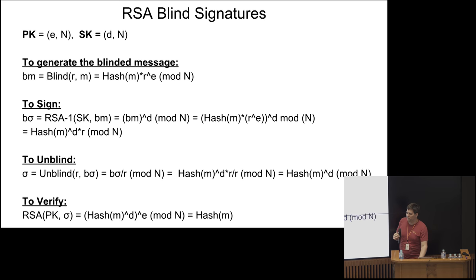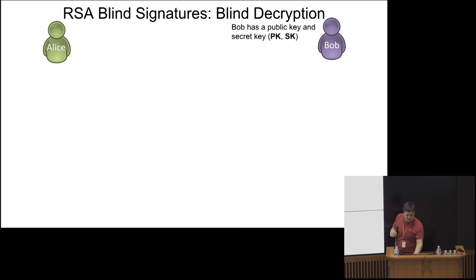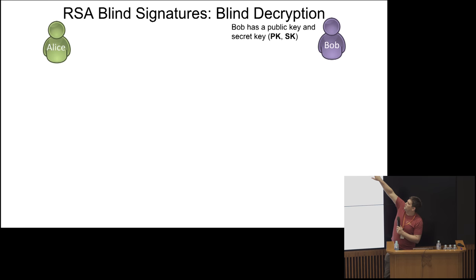I'm going to move on to another scheme which uses blind RSA. All right, so you can use blind RSA to do blind decryption. So in this, we're going to assume that Bob has a public and secret key pair.